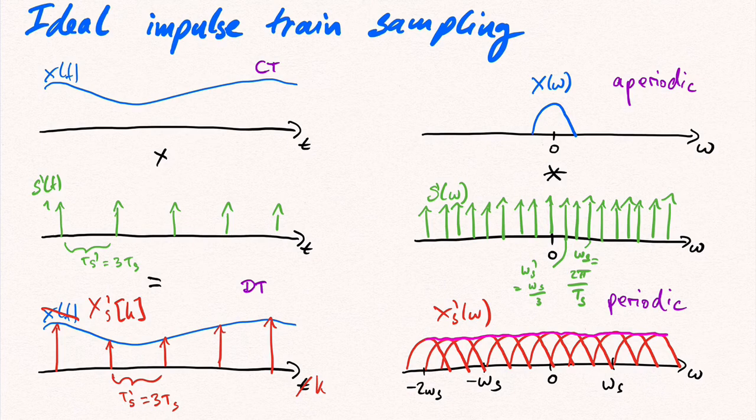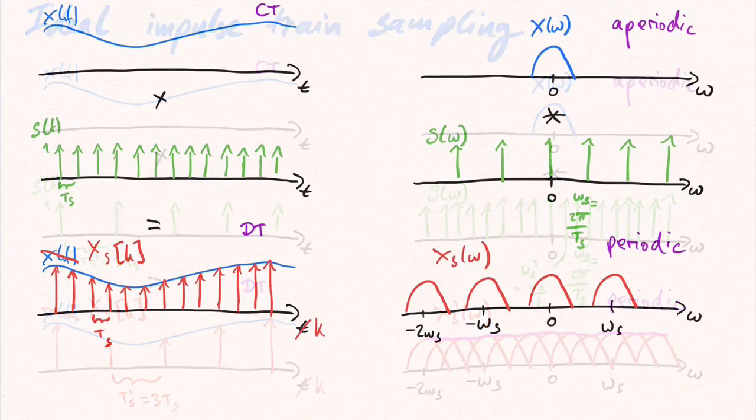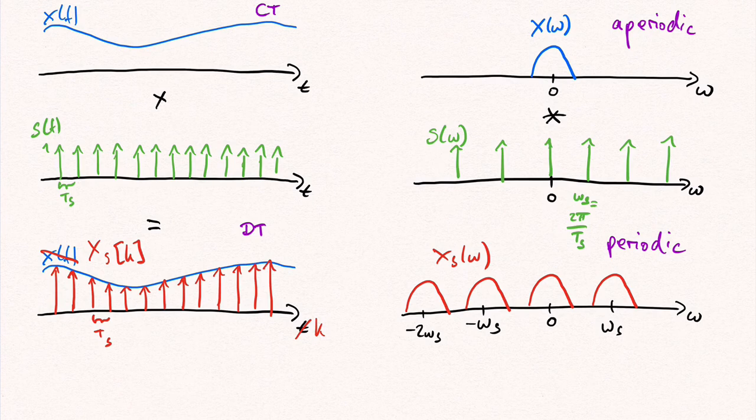To understand how aliasing can be avoided, let's go back to the first example without aliasing. Assume that the signal x of t is band limited, which means that there exists a frequency 2 pi beta, such that x of omega is 0 for all frequencies above 2 pi beta and 0 for all frequencies below minus 2 pi beta. Hence, beta is the band limit of the signal x in hertz, and 2 pi beta is the band limit of the signal in radians per second.